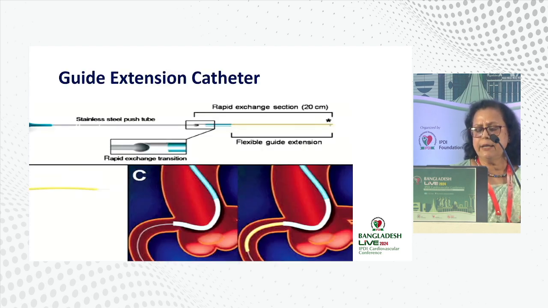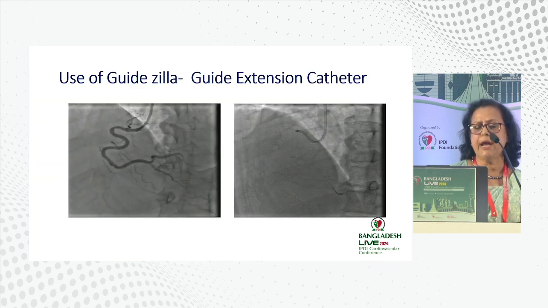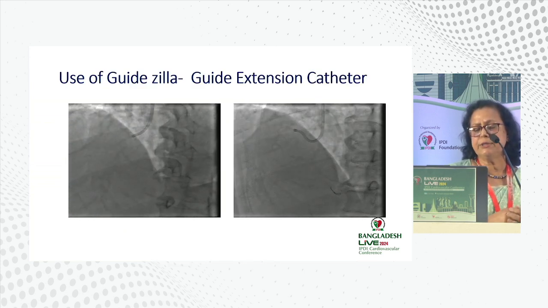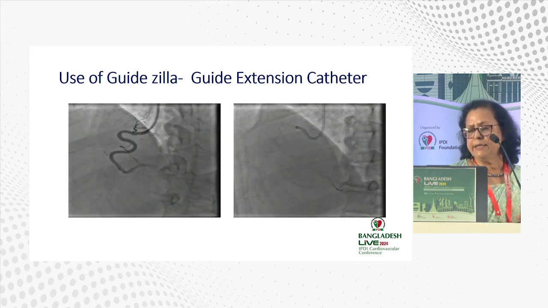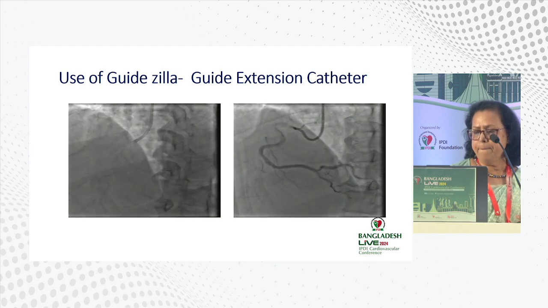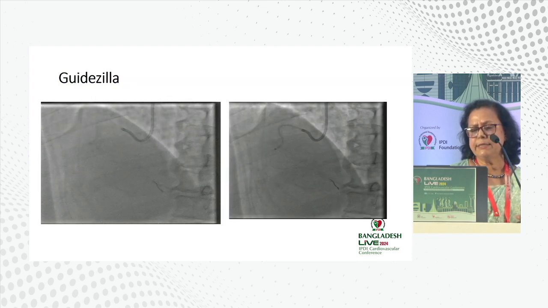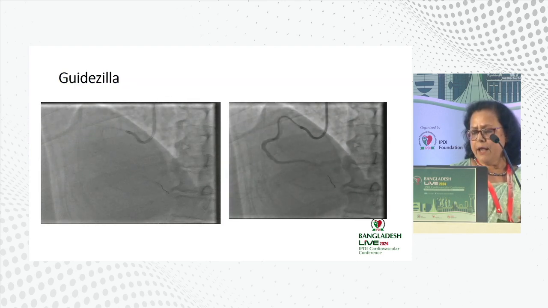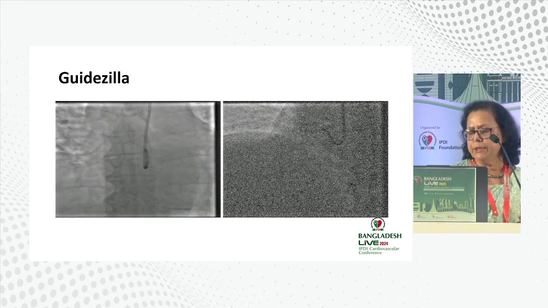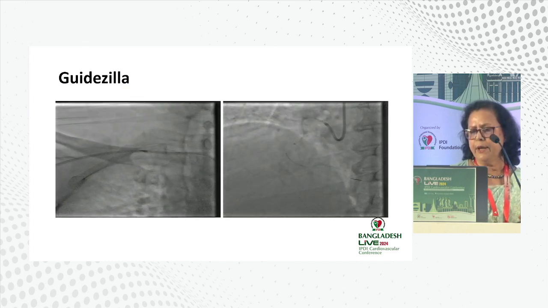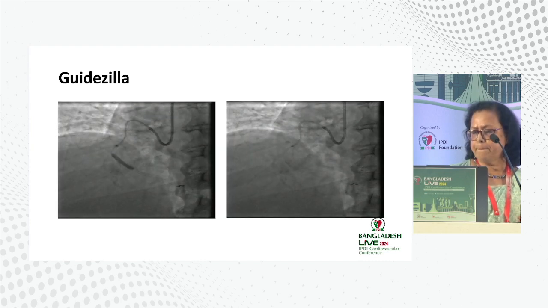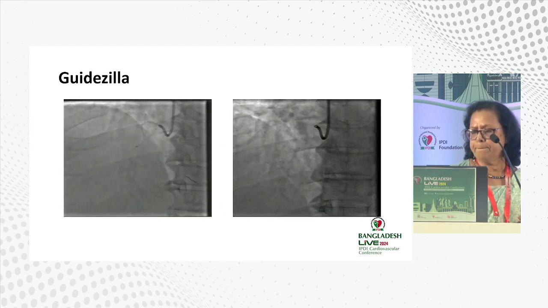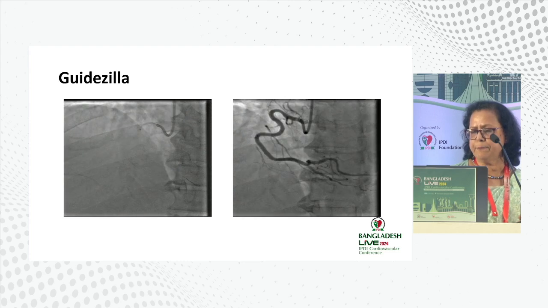And this is the diagram showing the guide extension catheter in the right coronary artery. And this is the use of GuideZilla. It is the angiogram of a tortuous right coronary artery with a distal eccentric plaque. We changed the guide catheter to AL1, then passed the wire and GuideZilla. With the support of GuideZilla, we did the angioplasty of the tortuous vessel. This is the final result.